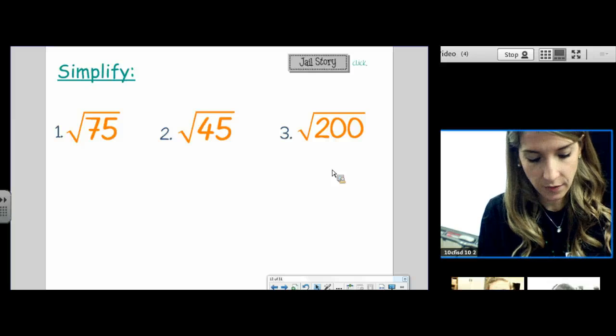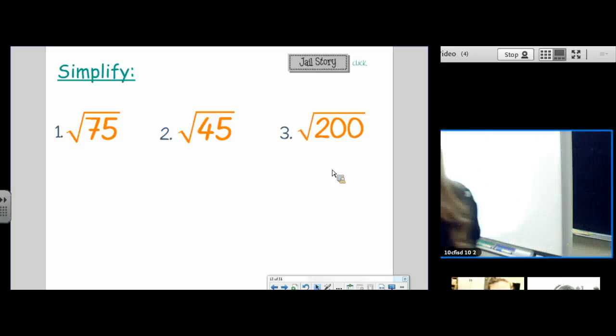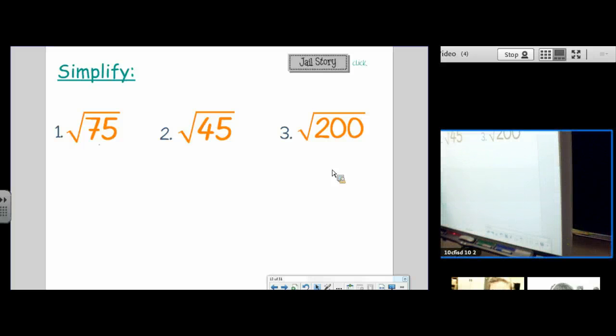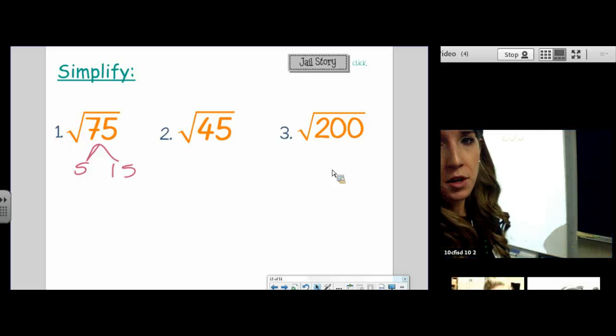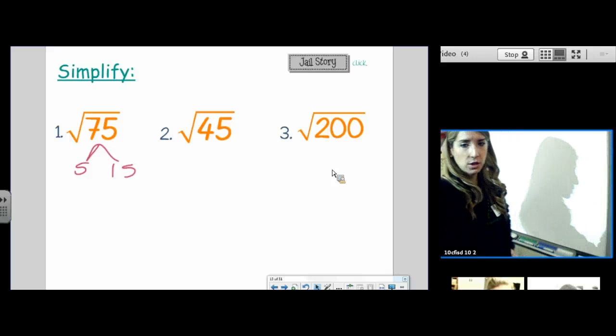Remember that you can do these different ways. So if you chose different factors for that, let's say you chose 5 and 15, you're still going to end up with the same answer. 5 times 15. When you get to a prime number, when you're factor treeing and you get to a prime number, I want you to circle it.